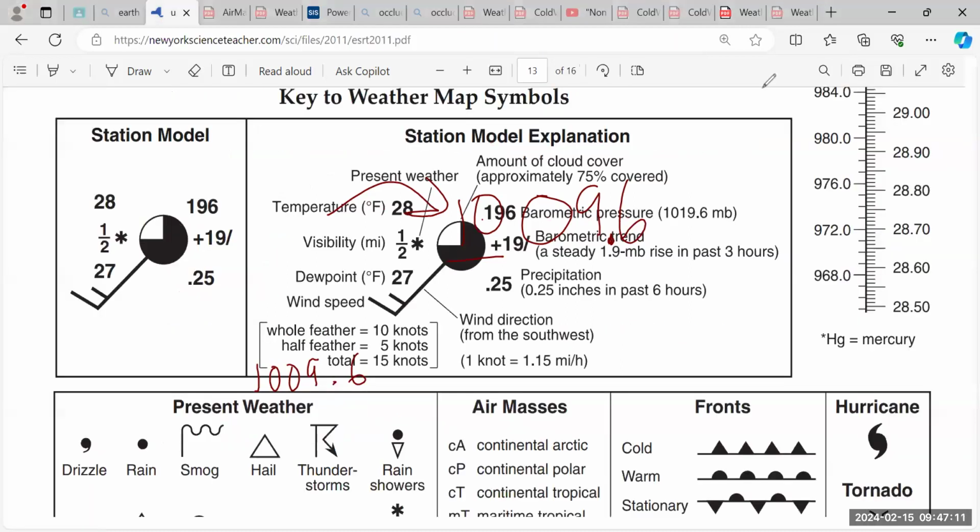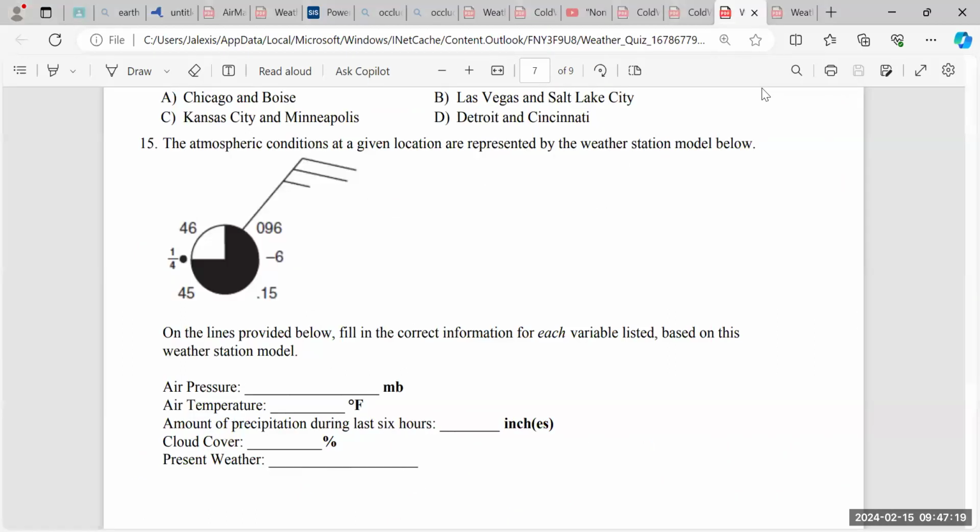All right. Now, air temperature is located where? Air temperature is the number that is located on the top left, right here. So therefore, my temperature number is going to be 46.